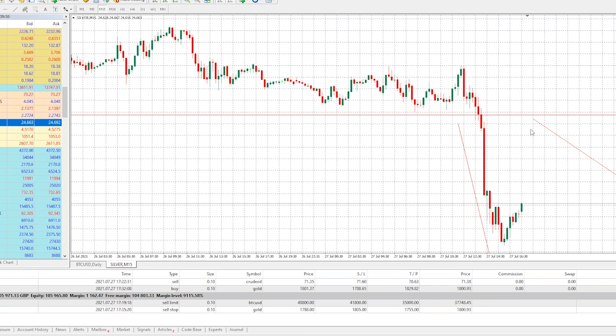Okay, if this comes back up to that old support level, that certainly could act as resistance. So you could have a sell limit pending order up here, just near 25 to sell if it gets near this resistance level, the old support level. That's purely technical trading if you're into that. Okay.